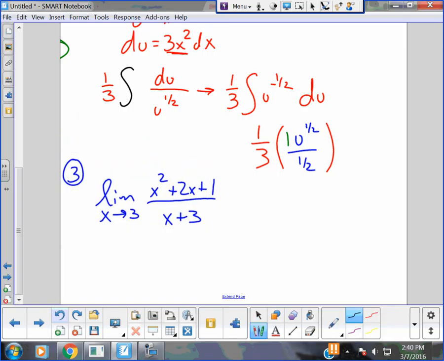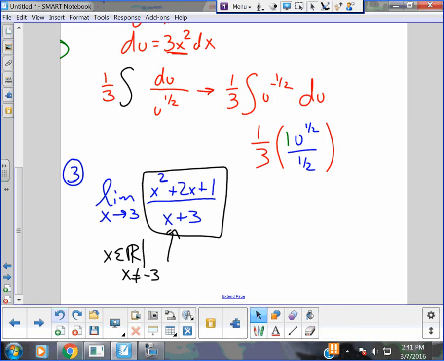The last one, Krista asked that, guys, because I want to make sure we realize that when we have a rational function, this is a rational function, it is continuous everywhere except one point in this case. This domain is an element of all reals except x cannot equal -3. Do you guys all agree?